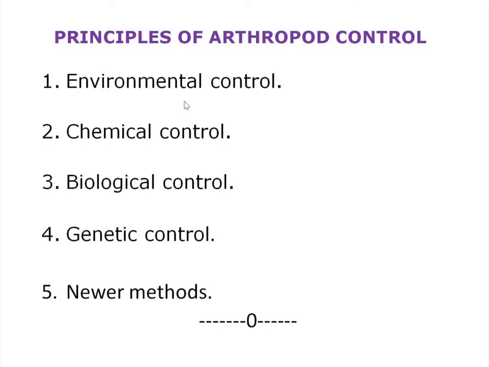Okay, on larvae of the arthropods, that comes under biological controls. And genetic controls and newer methods, these are under trials yet. So there are some genetical changes which can take place, and with that we can kill or control the arthropods.